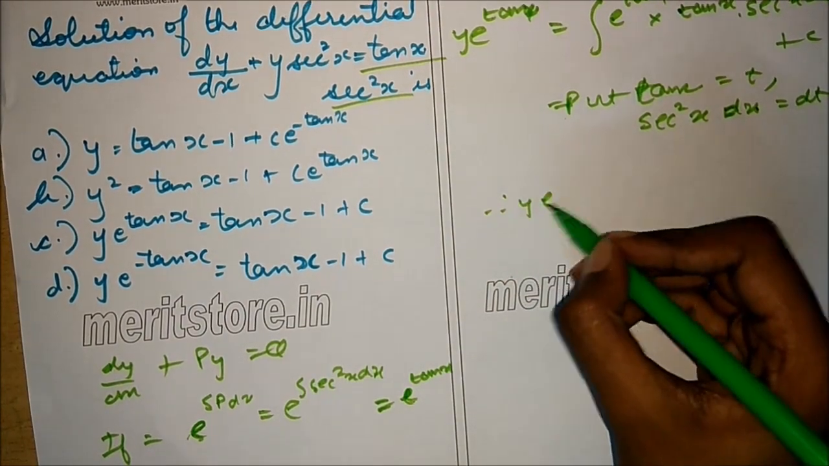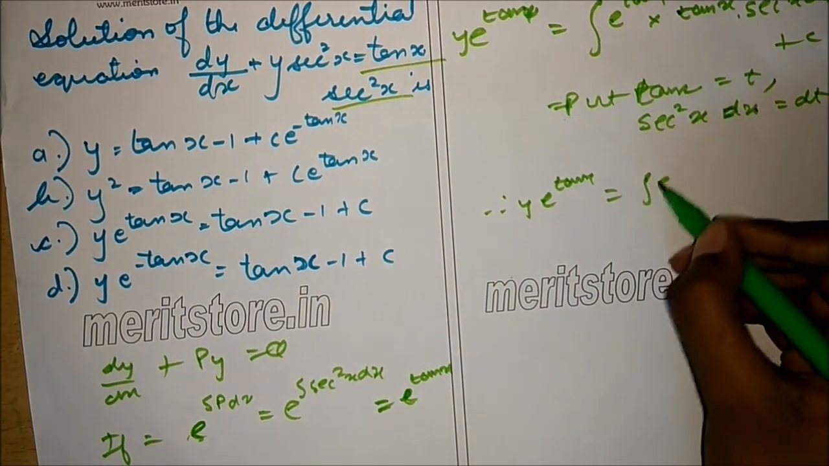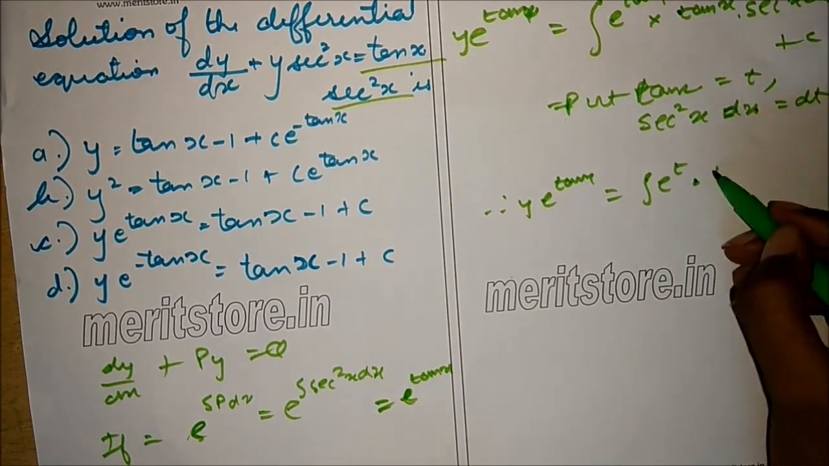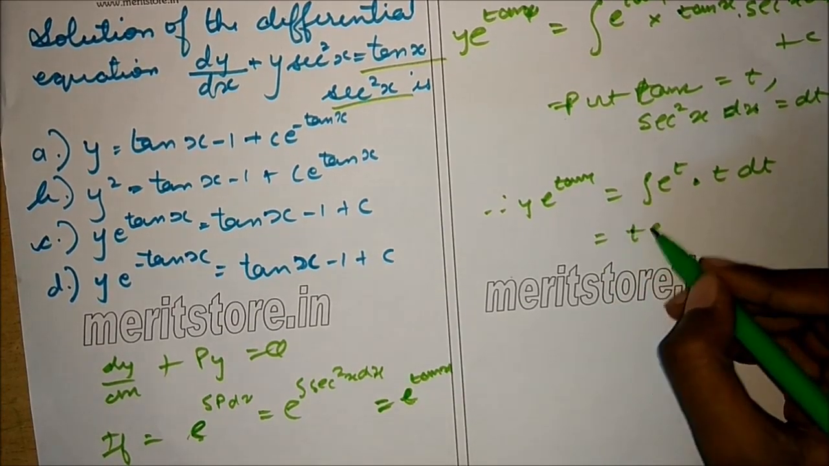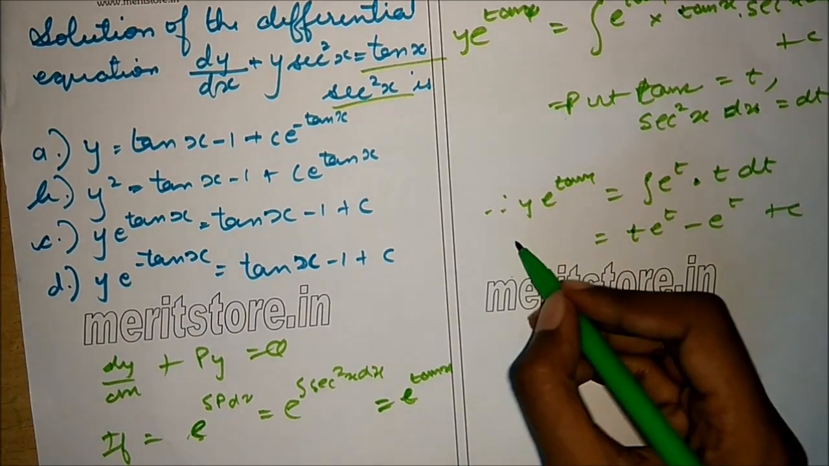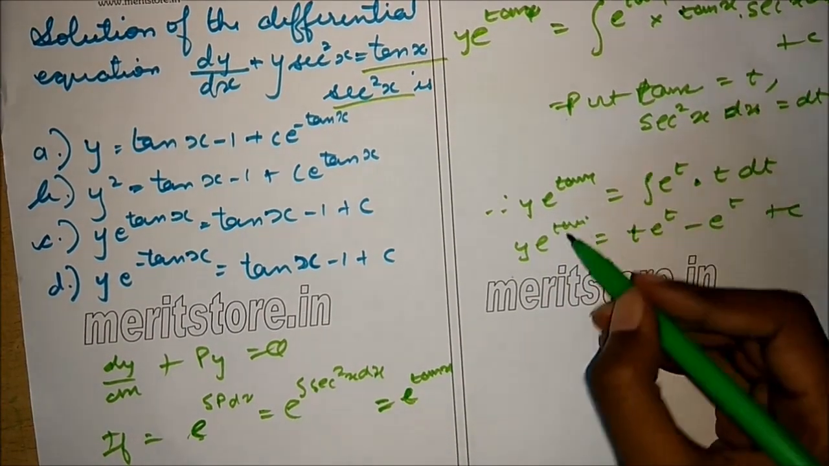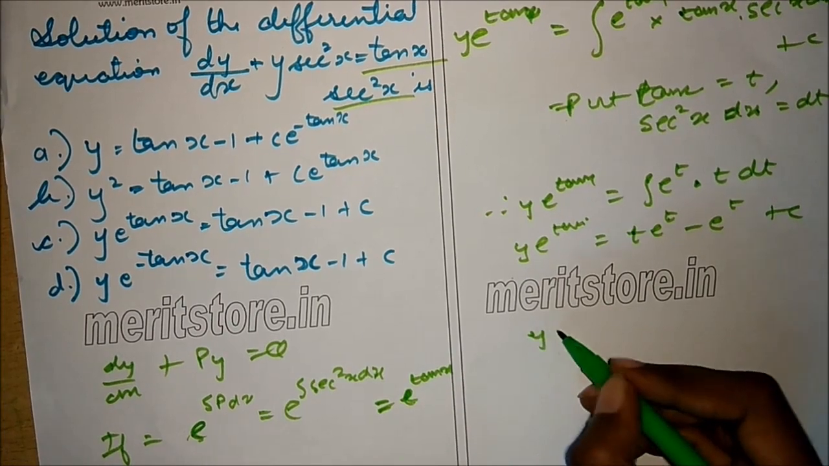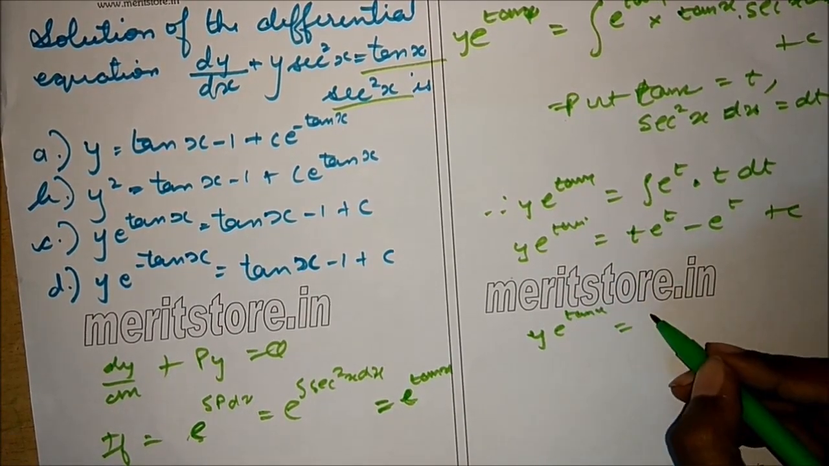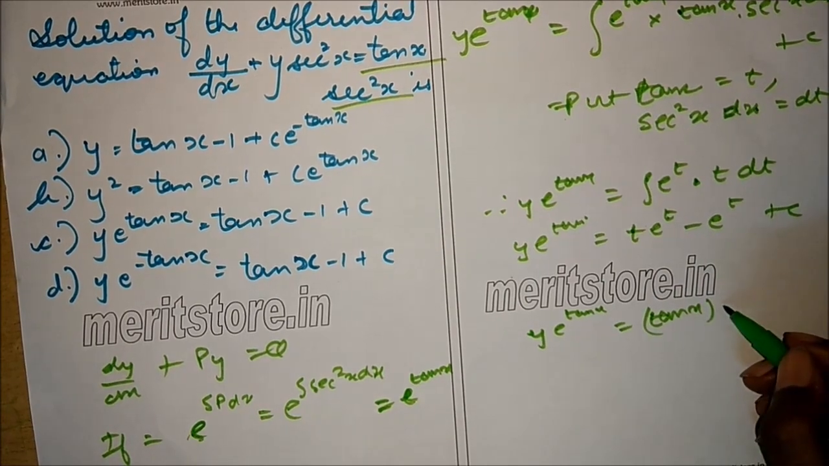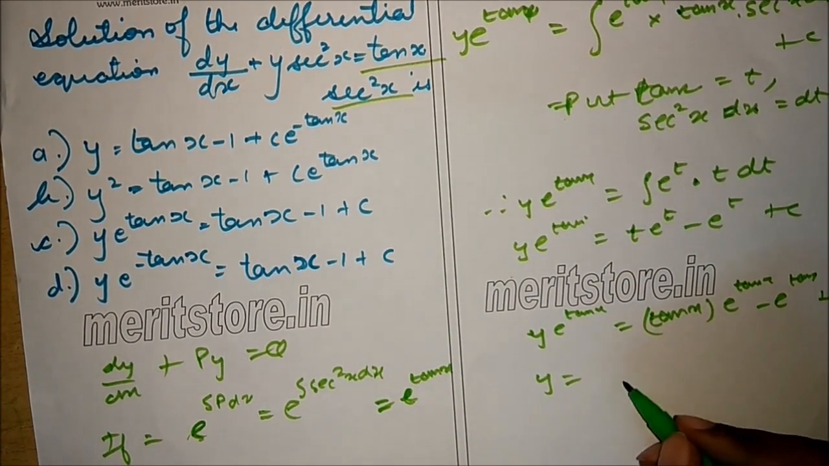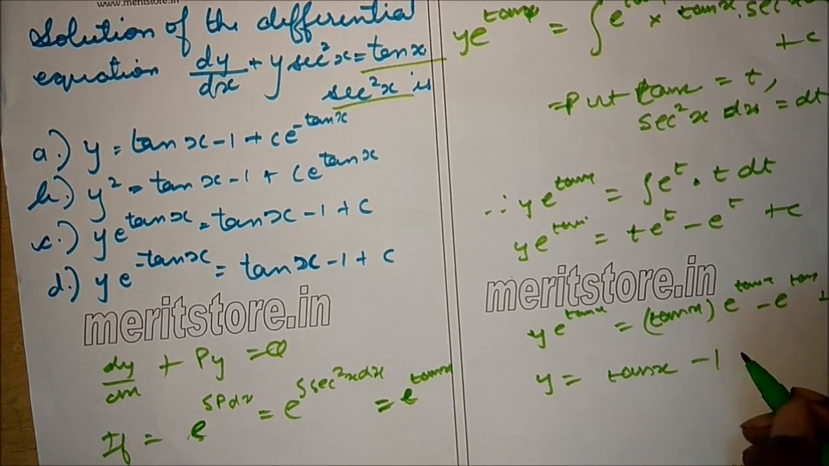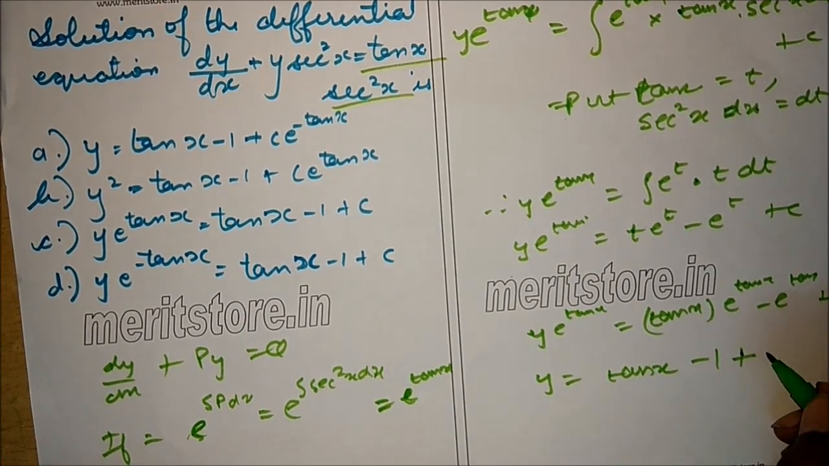So therefore y e raised to tan x will be equal to the integration of e raised to t dt. So the integration of e raised to t into t dt is t e raised to t minus e raised to t plus c, and this is equal to e raised to tan x. Now put again t equals tan x, we get y into e raised to tan x equals tan x into e raised to tan x minus e raised to tan x plus c.